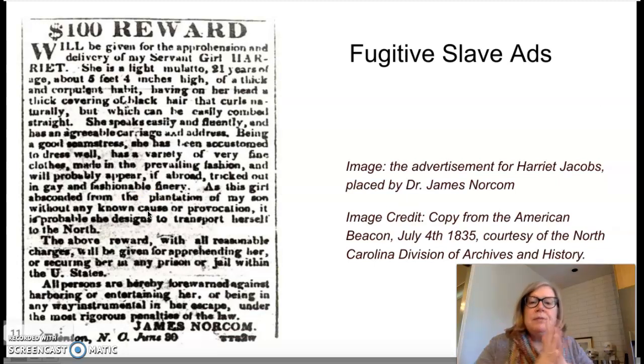Okay, another big device that he uses, you may have noticed if you've skimmed through the book, is the use of fugitive slave ads. Now, these were real advertisements that slaveholders would post in newspapers, and they would create flyers and hang them around the town after somebody ran away. This is the actual ad placed for Harriet Jacobs. I mentioned her earlier. So you can see there's a physical description of her, a description of her personality, a description of how she ran away or when, and then the offering of the reward.